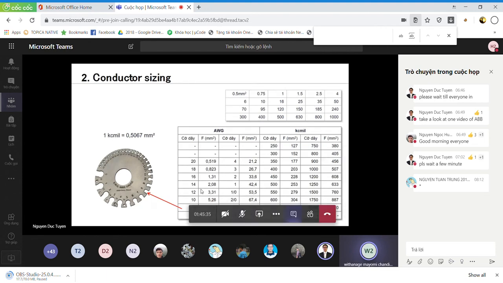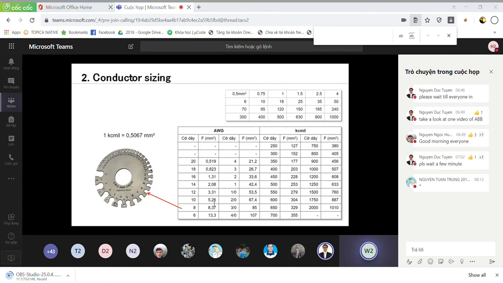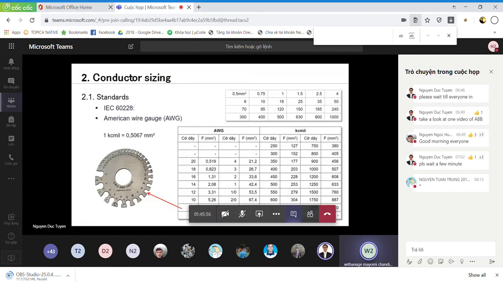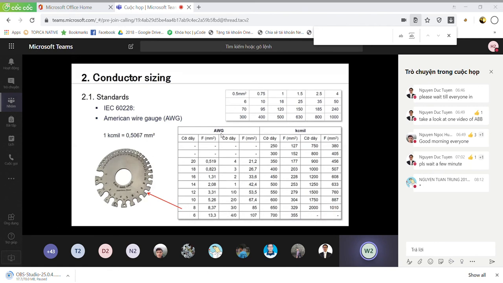I think there's something more in this slide. Teacher, there's something about the gauge explanation for the American gauge. Yes. So here we are going to talk about conductor sizing. Here's the standard. IEC means the International Electrotechnical Commission. I think they are the ones who published the standard documents for electrotechnicals.